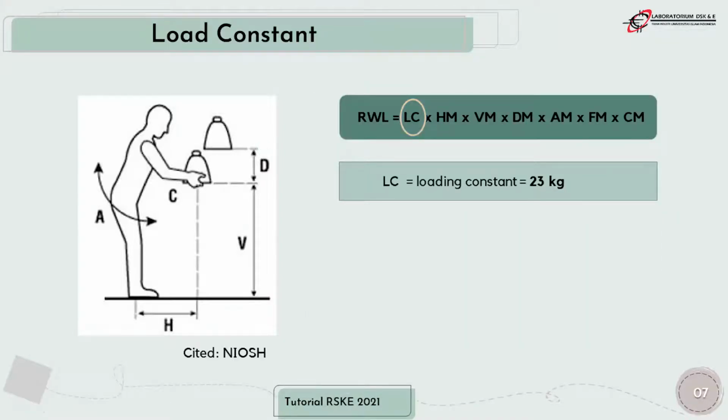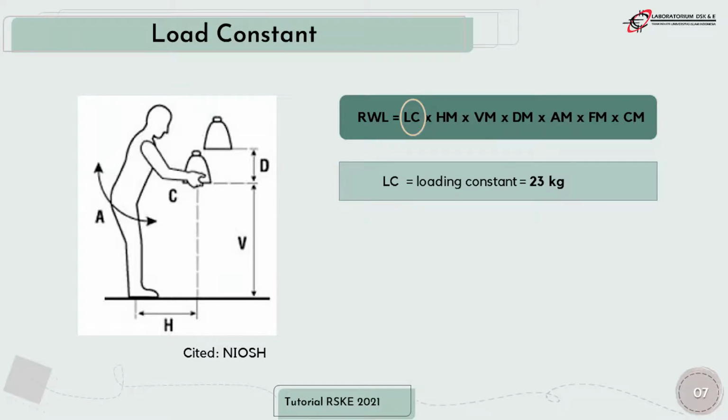Okay, now I will explain about the variables to determine the recommended weight limit. The first variable is load constant. For load constant, this is the maximum load that can be safely lifted by humans based on the National Institute for Occupational Safety and Health, which is 23 kg. This is based on the demographics of the Americans or the Europeans.